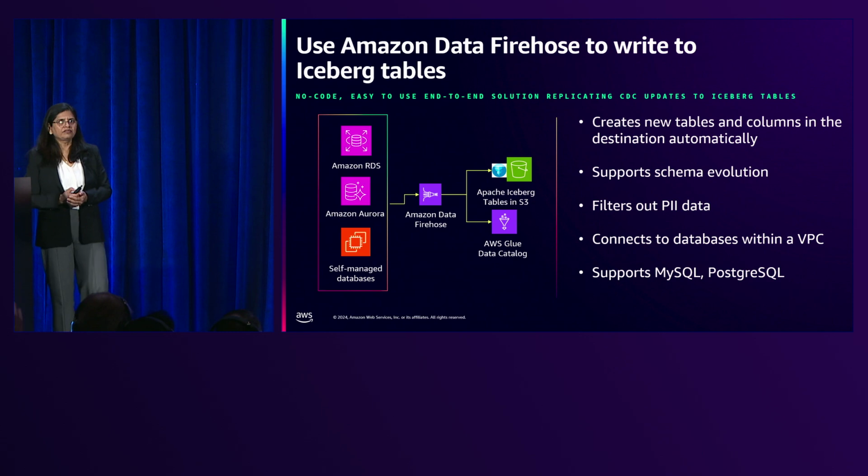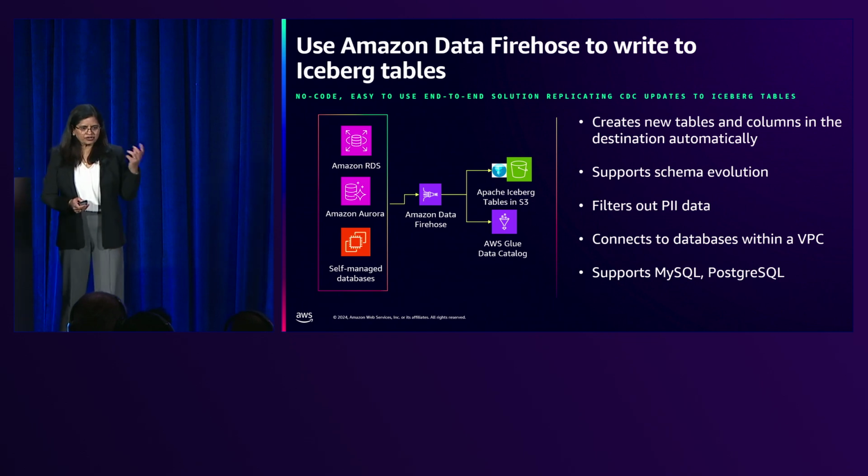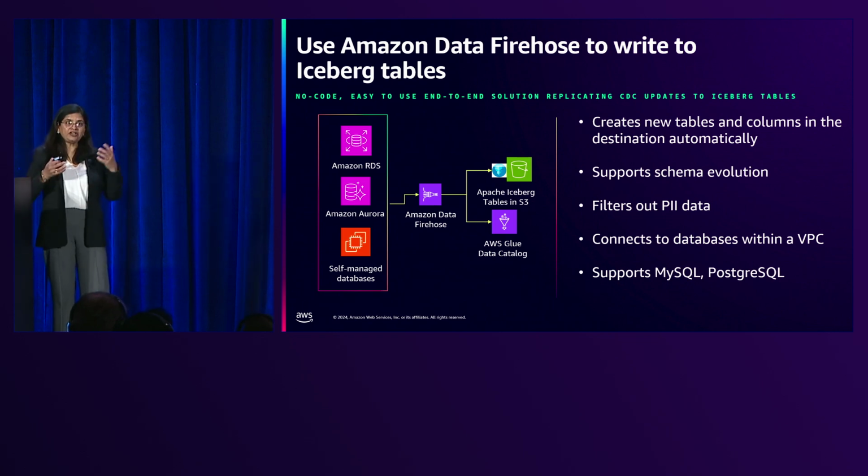So another support that we have added in terms of enhancing your data lakes is the ability to write to Iceberg tables from Firehose. So if you're using streaming services, Iceberg support is added through Firehose. It gives you the ability to create new tables and columns in your destination S3 bucket directly. It supports schema evolution, filters out the PII data, gives you the ability to connect to databases within your own VPC, and also supports databases like MySQL and PostgreSQL.